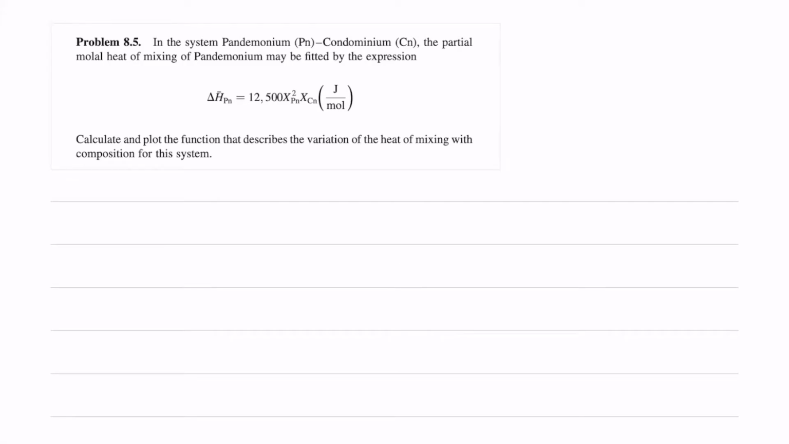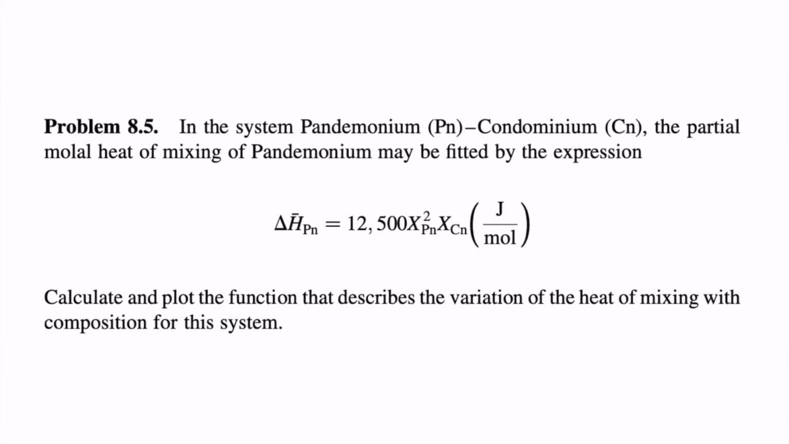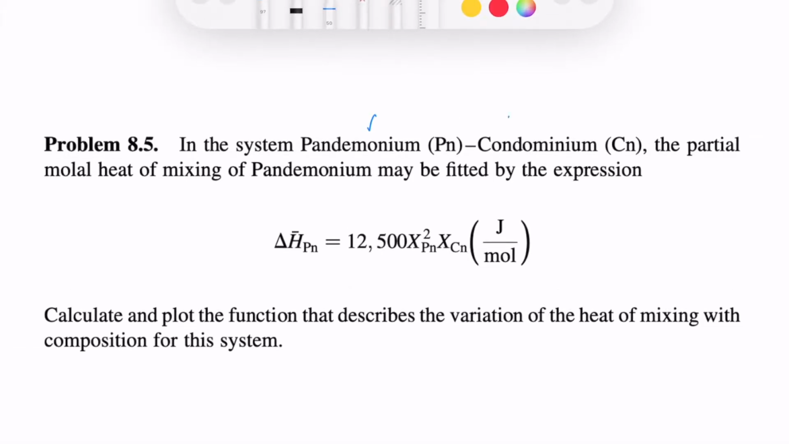Hi guys, today I want to discuss the DHOF 8.5 question. In this question we have two systems, pandemonium and condominium. Let's say this is 1 and this is 2.